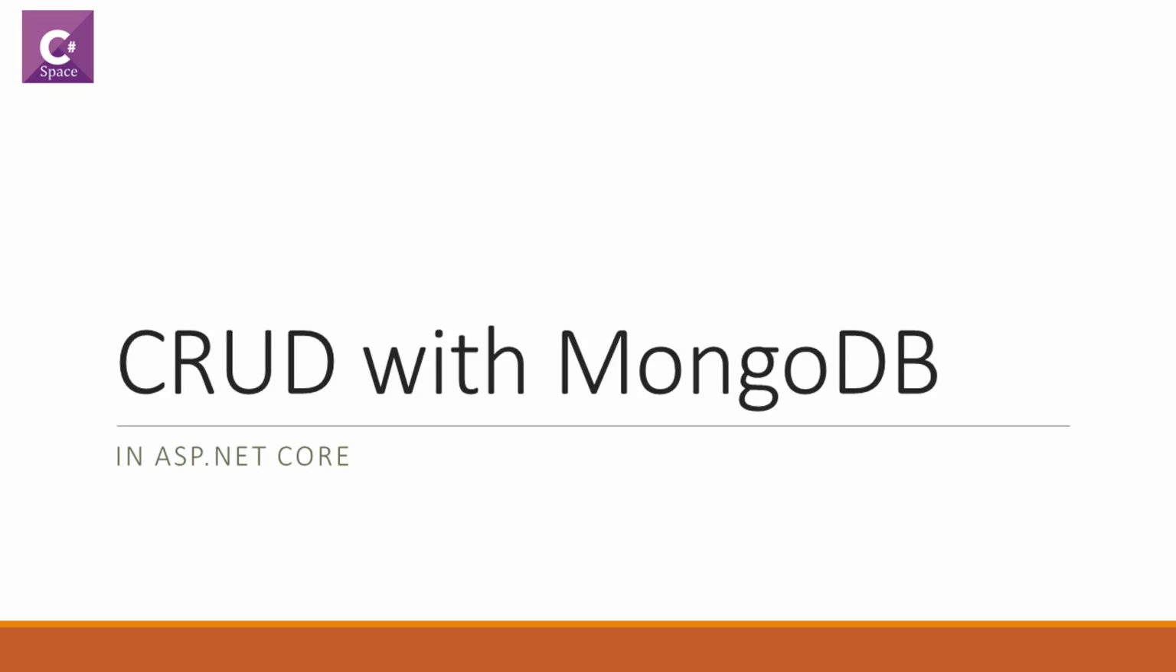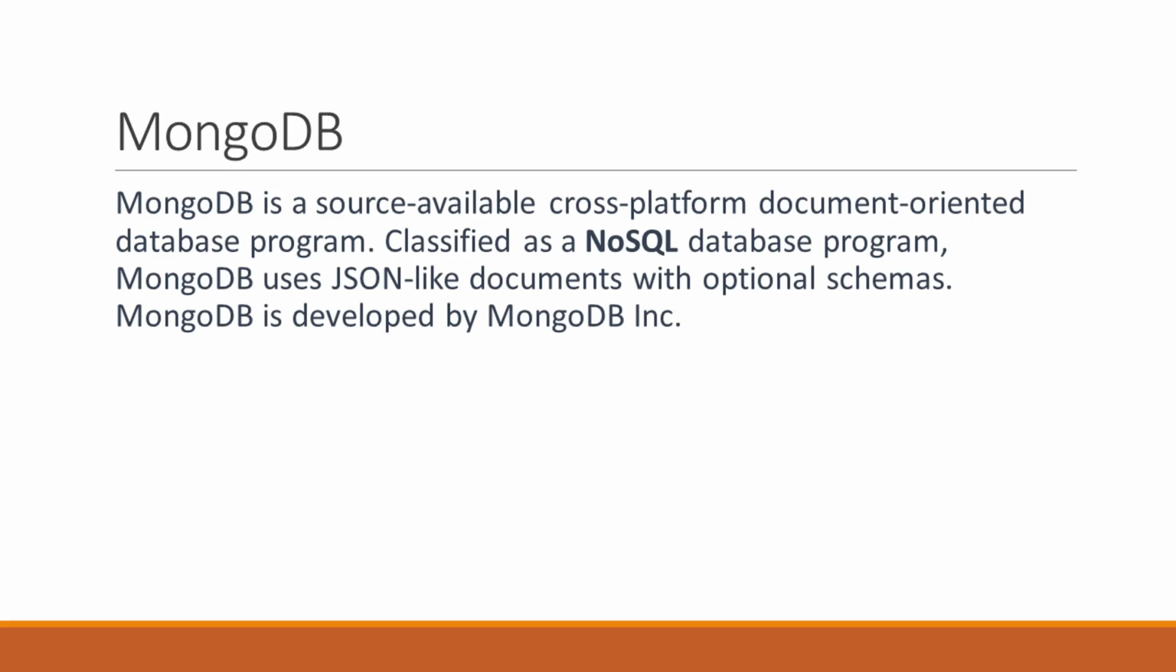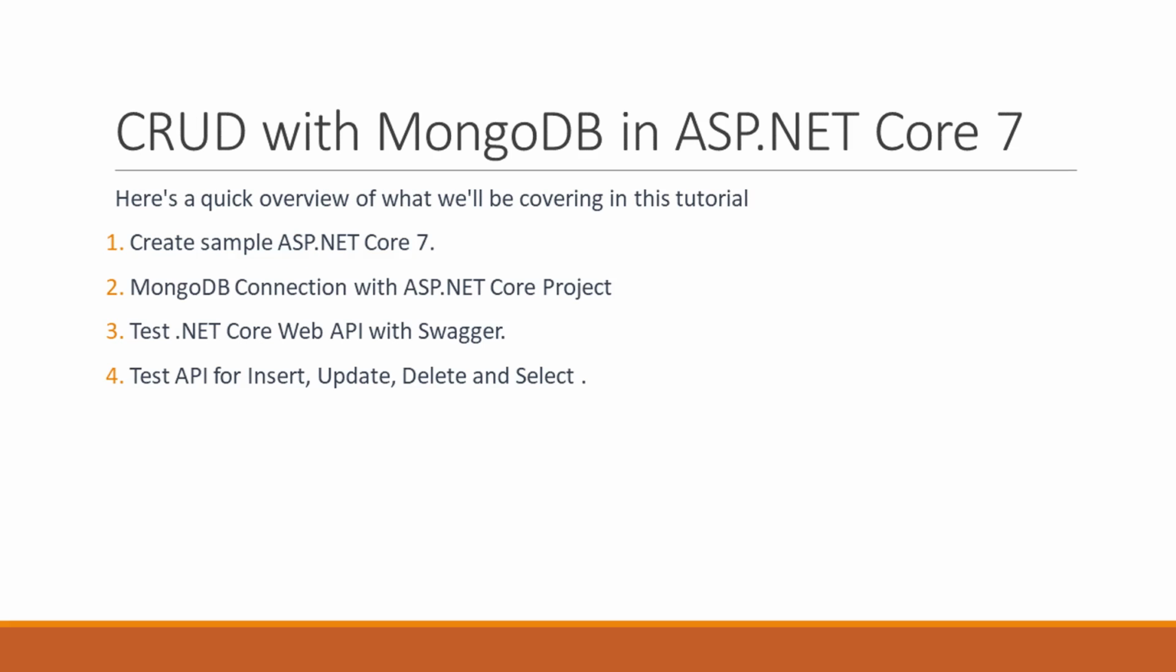Today in this video session, we will discuss how to perform a CRUD operation in ASP.NET Core 7 Web API with MongoDB as a database. MongoDB is a NoSQL database. In this video, I will demonstrate how you can create one simple ASP.NET Core project, connect it to MongoDB, and then test the project with Swagger and perform some sample testing.